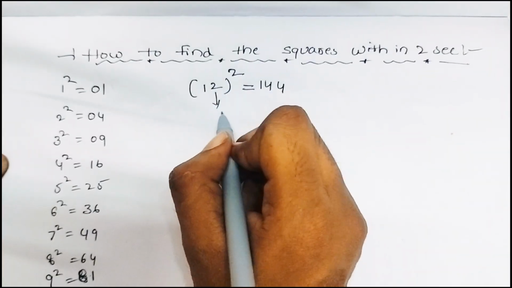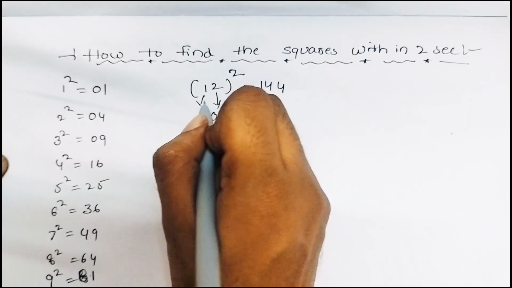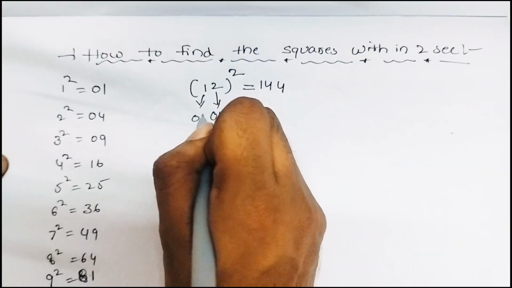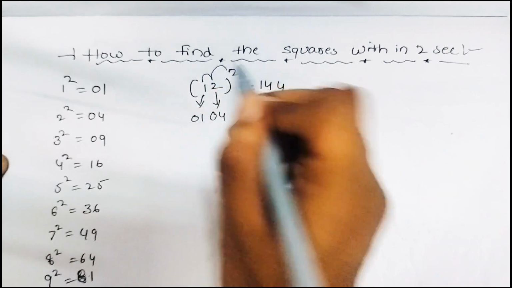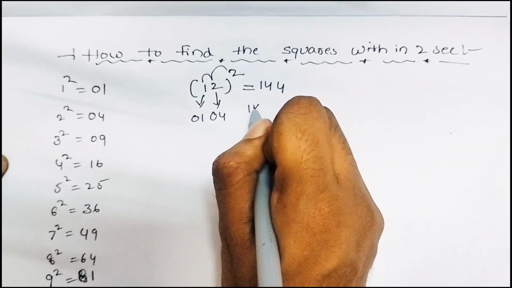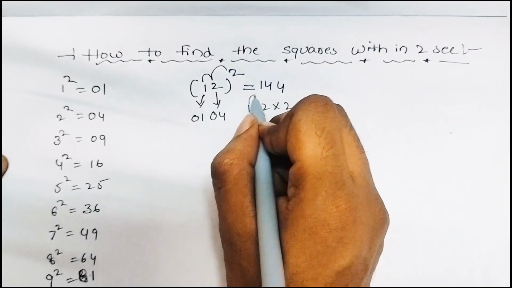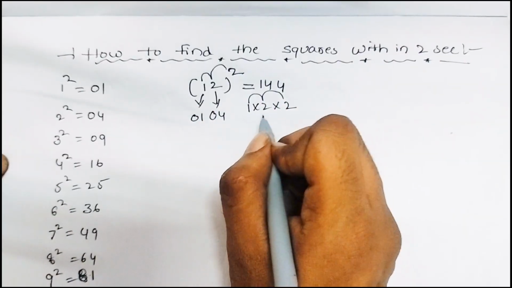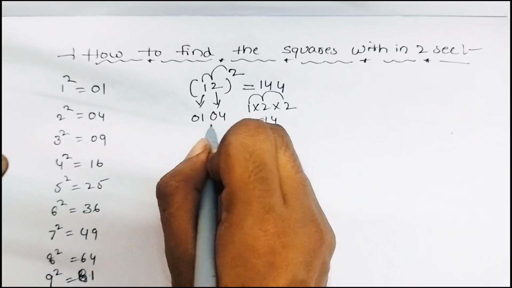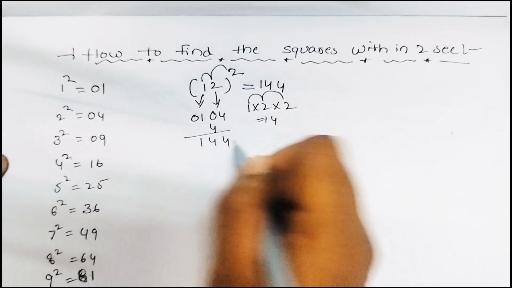2 square is 04 and 1 square is 01. We take the product of these numbers, that is 1 into 2 into 2. 1 multiplied by 2 is 2, and 2 twos are 4. We write this 4 in the tens place and add them. So we get 144.